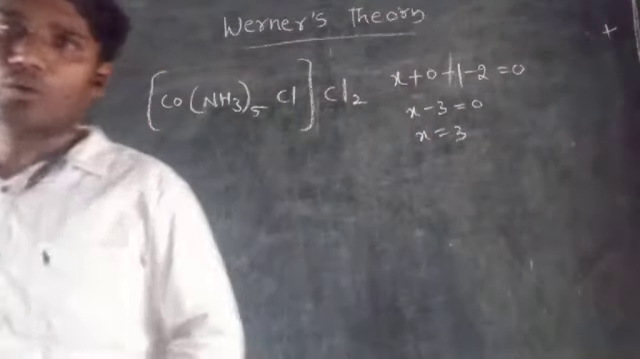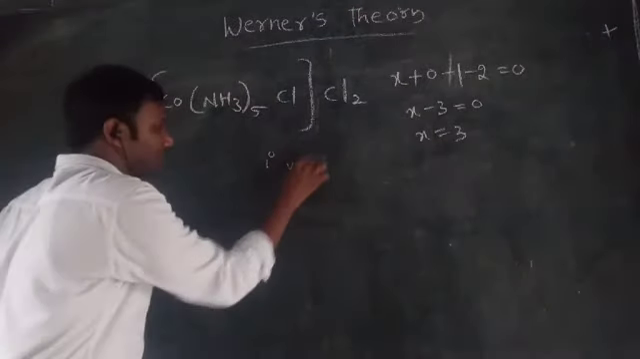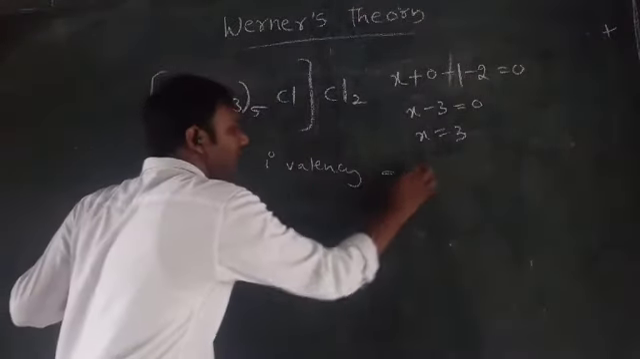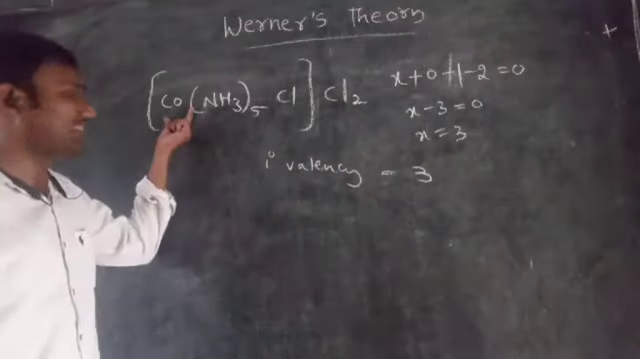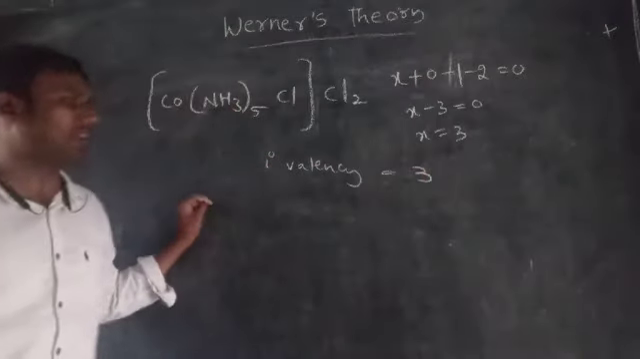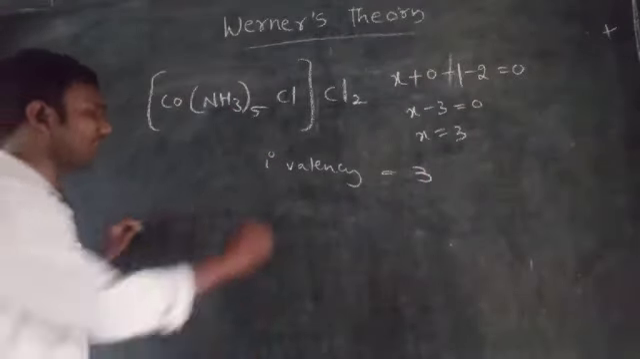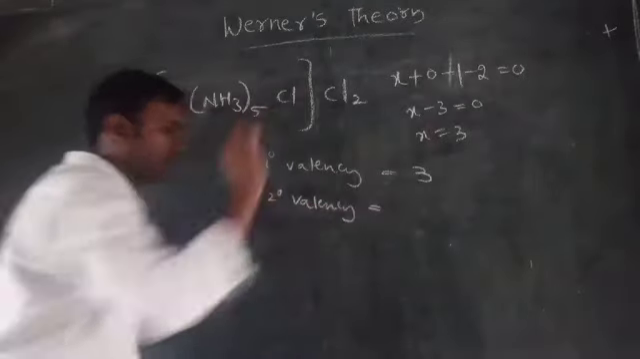Again, the central metal atom cobalt charge is 3. So that means primary valency is 3, because primary valency represents the charge on the central metal atom. Now the charge on the central metal atom here is 3. So that means primary valency 3. Next, secondary valency. Secondary valency represents the coordination number of the central metal atom.